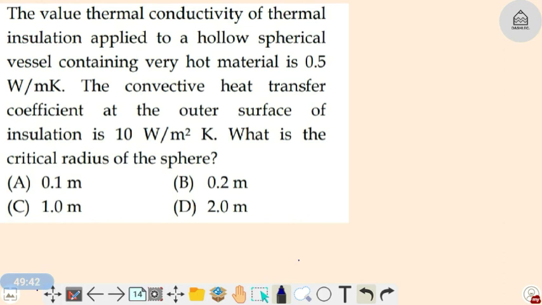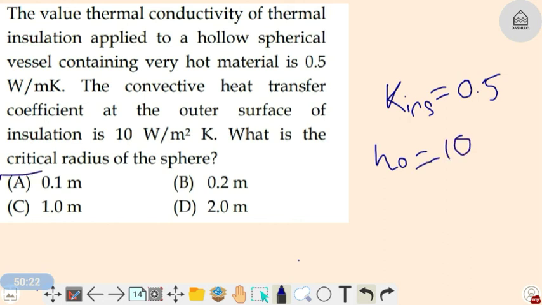The value of thermal conductivity of thermal insulation applied to a hollow spherical vessel containing very hot material is 0.5. The K of insulation is given as 0.5. The convective heat transfer coefficient at the outer surface, H outer, is 10. So what we need to find out is the critical radius of insulation.